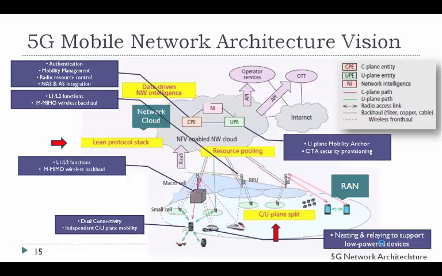Dual connectivity of terminals to multiple base stations can exploit aggregate use of spectrum deployed at different base stations. Local offloading can be achieved through network-controlled device-to-device communication.